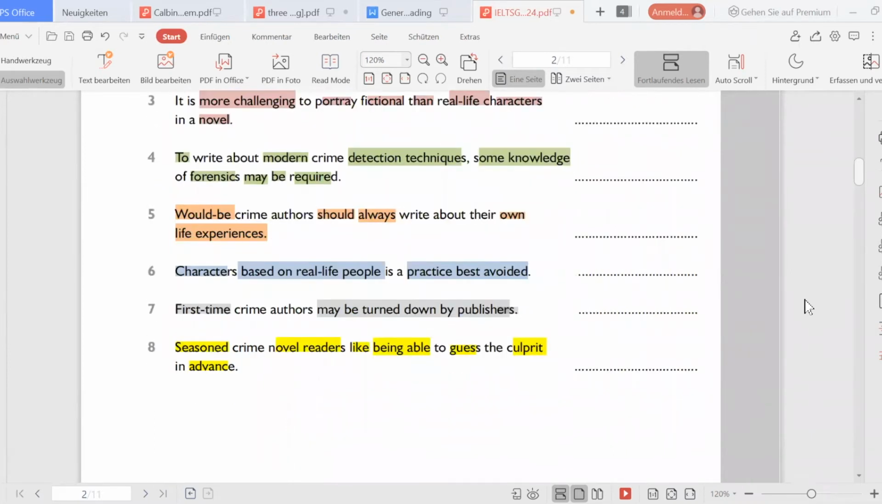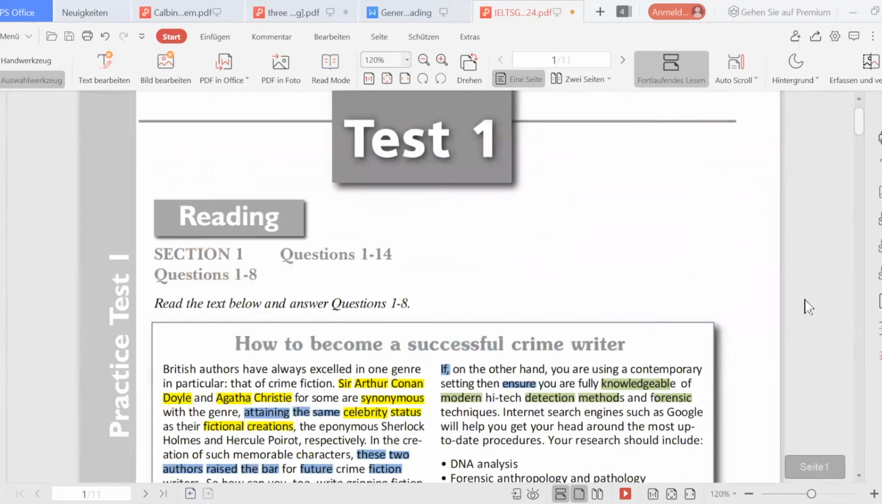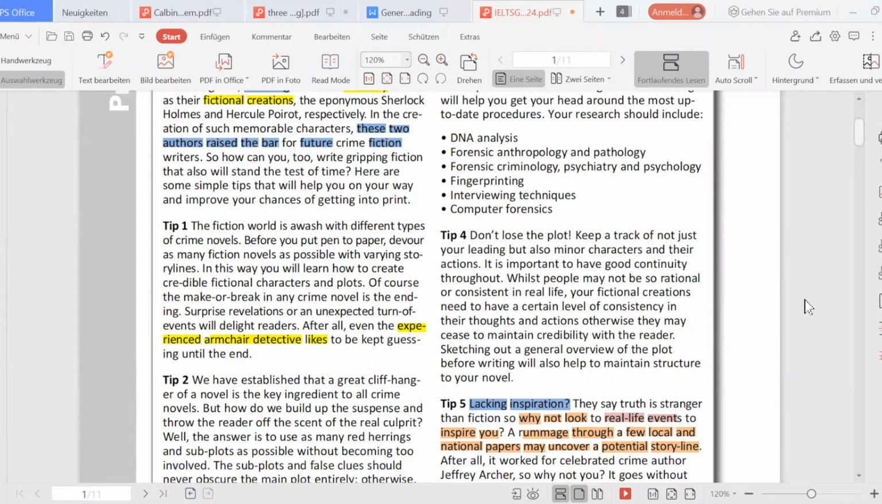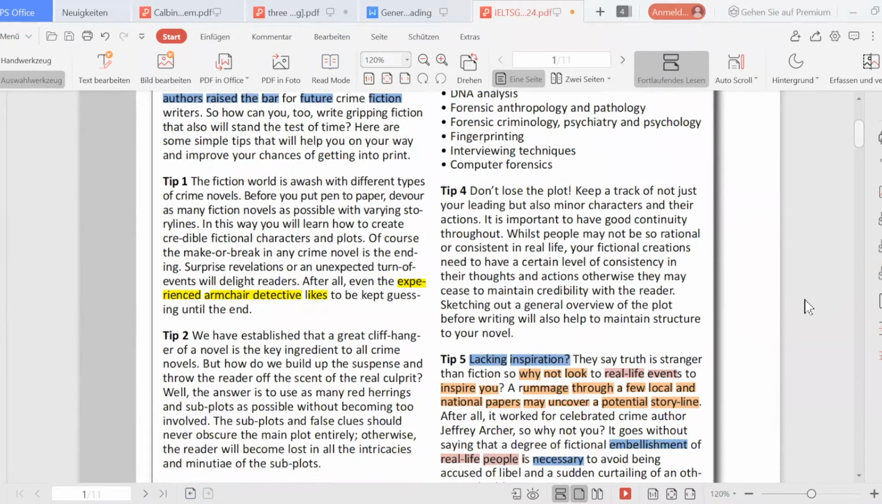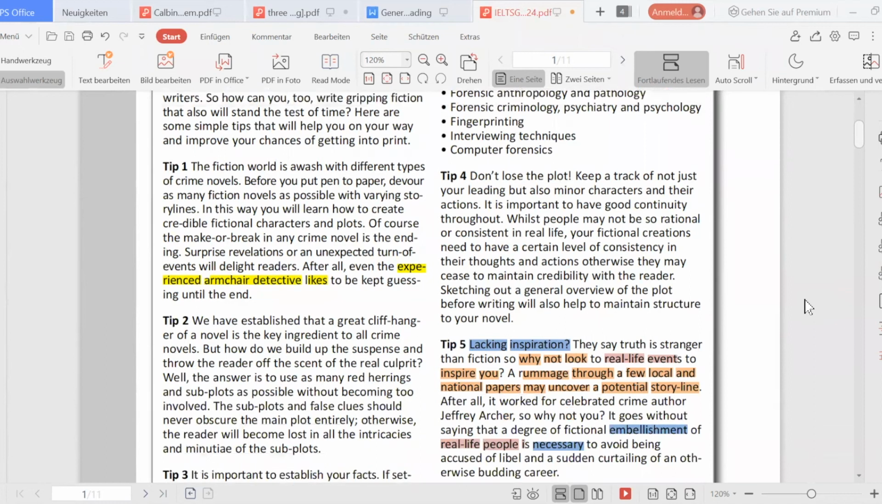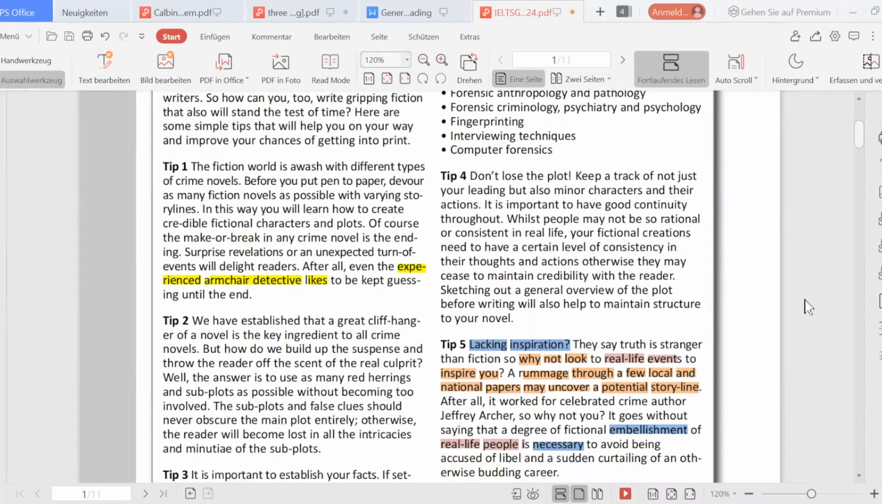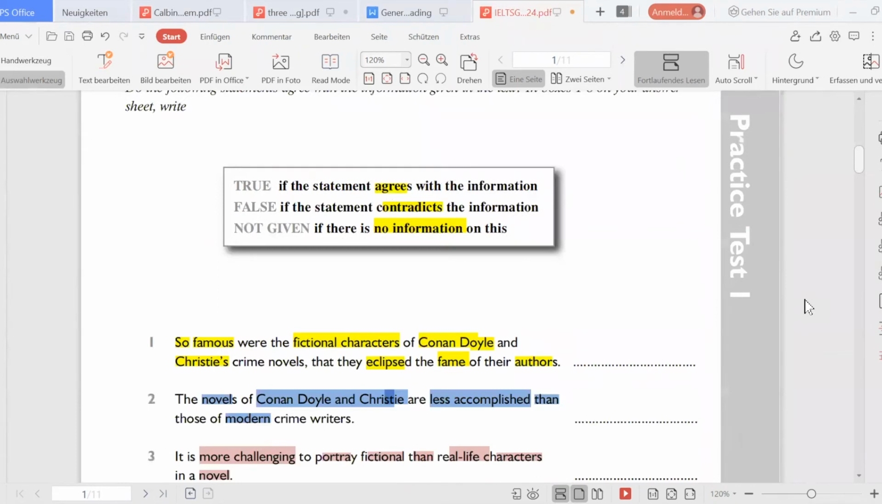Seasoned crime novel readers do not like being able to guess. They prefer to be kept guessing until the end. They don't want to know, they don't want to be able to guess when they start reading. That means a novel that starts and you can already guess who committed the crime, you would put it down immediately because it's not really intriguing. But if you're kept guessing until the end, that is a good novel. And that's what the statement is saying. And so statement number 8 is false. So watch out. Good.